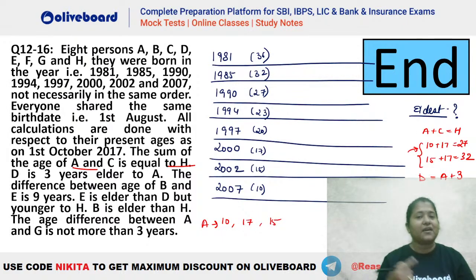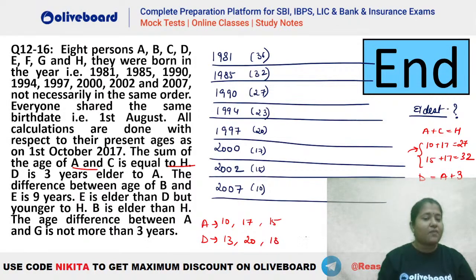यहाँ से A की क्या क्या possible values हैं? A can either be 10 years old, 17 years old और 15 years old. That means D can be 10 + 3 = 13, 20 और 18. अब इसमें से कौन कौन सी values हैं D के लिए? You can see 13 we do not have, that means A cannot be 10. 20 that's available, so this is a possibility. 18 it's not available, hence this is not true.